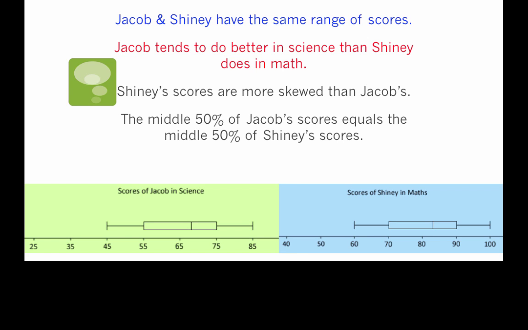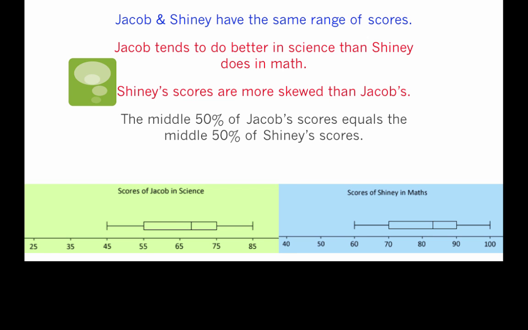So let's look at Q2 to Q3 for both. It looks like they're pretty much the same distance as well. And Q3 to the maximum looks to be the same as well. So in this case, it looks like the distributions are all the same, even though the median is off slightly from the middle. So Shiny's scores are not more skewed than Jacob's because we see the box and whisker plot is nearly identical.